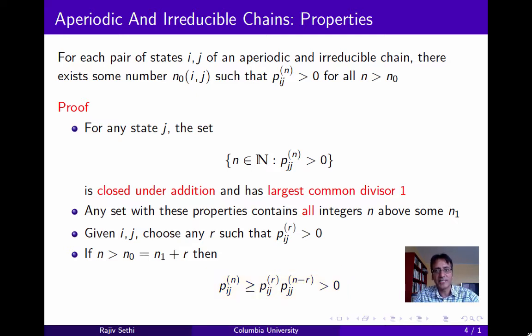Now think about what we've established here. We've shown that if the chain is aperiodic and irreducible, then for every pair of states there exists some threshold such that if n is larger than this threshold, then no matter what its value, you can reach j from i in n steps. And since there exists such a threshold for every pair of states i and j, we can take the largest of these thresholds, and for any n larger than that, you can transition from any state i to any other state j in n steps.